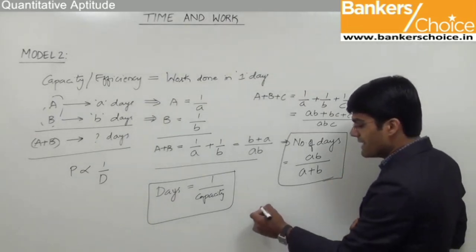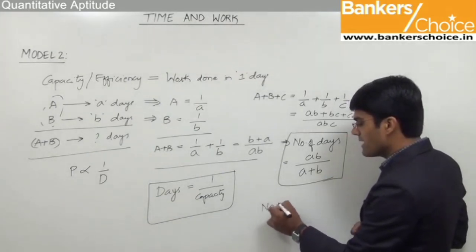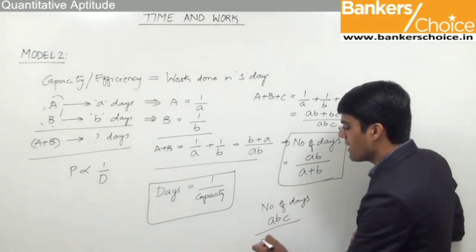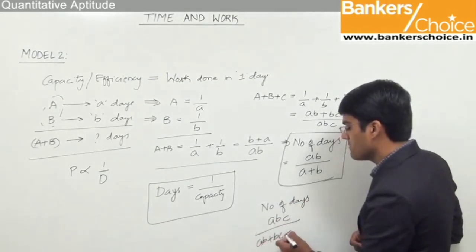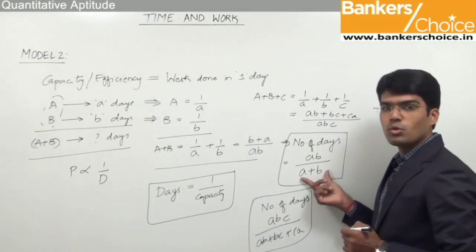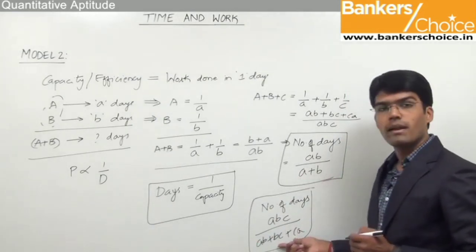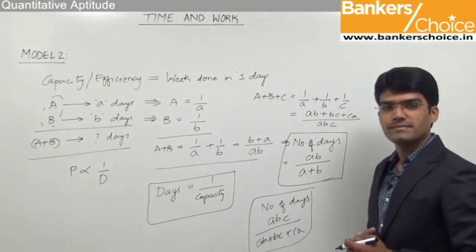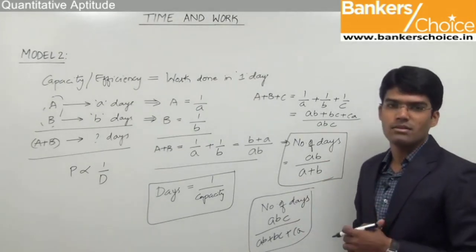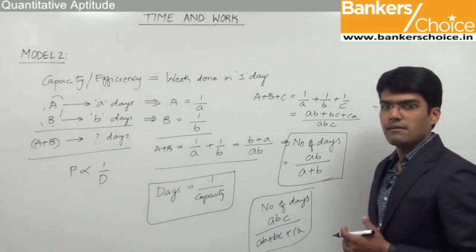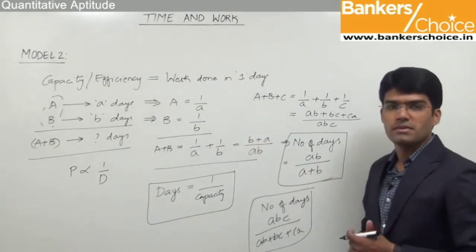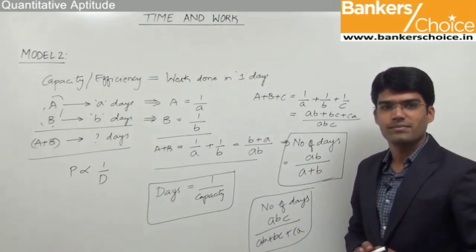So the number of days when three persons are working together can be taken as ABC by AB plus BC plus CA. So this is the number of days required when two persons work together, and this is the number of days required when three persons work together. Similarly, if there are four persons, we can continue with the same concept and find out the number of days required. So as per your convenience, you can either use the 1 day's work or simply substitute the values in the shortcut formula to get the answer.